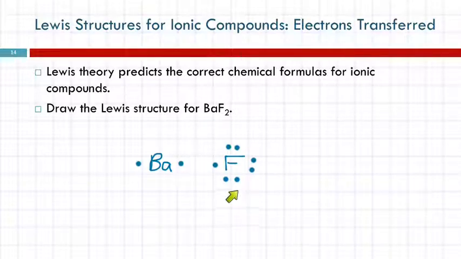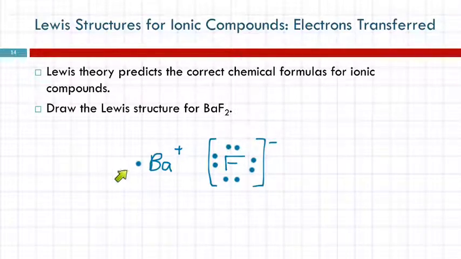So fluorine's saying, hey barium, give me one of those electrons. And barium's like, fine, I'd be happy to get rid of this electron. I'm trying to get rid of 2 of them. Do you want the other one? Fluorine says, nope, I'm good now. So fluorine has a negative charge now. Barium has a positive charge. Is everybody happy?